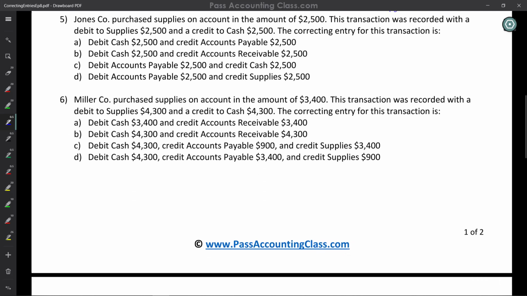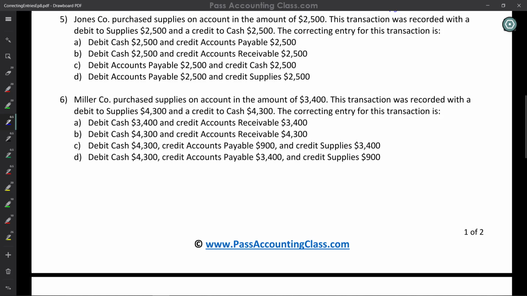For question 5, it says, Jones Co. purchased supplies on account in the amount of $2,500. The transaction was recorded with a debit to supplies $2,500 and a credit to cash for $2,500. The correcting entry for this transaction is debit cash $2,500 and credit accounts payable $2,500, debit cash $2,500 and credit accounts receivable $2,500, debit accounts payable $2,500 and credit cash $2,500, or debit accounts payable $2,500 and credit supplies $2,500.